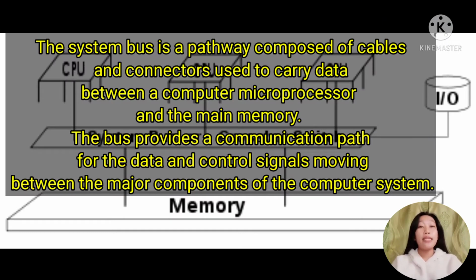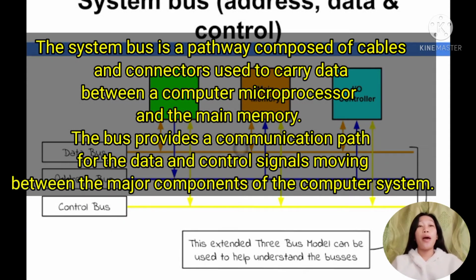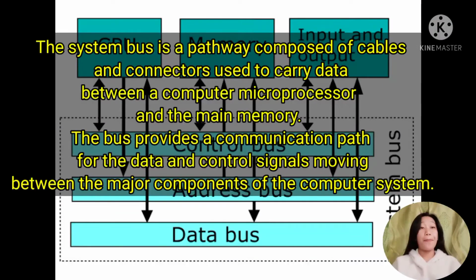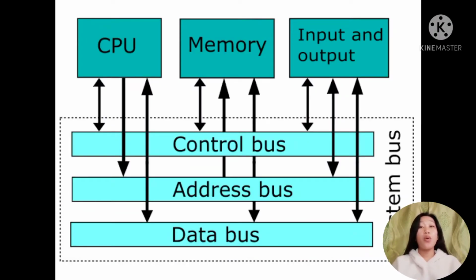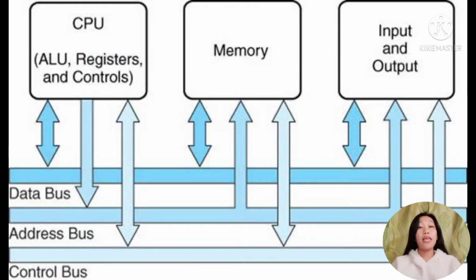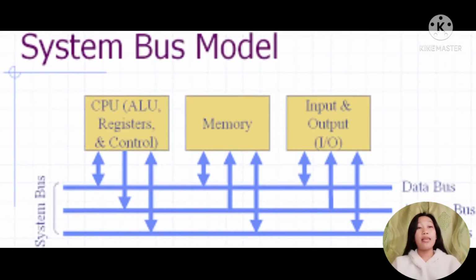System bus. The system bus is a pathway composed of cables and connectors used to carry data between a computer microprocessor and the main memory. The bus provides a communication path for the data and control signals moving between the major components of the computer system. The system bus works by combining the functions of the three main buses, namely the data, address, and control buses. Each of the three buses has its separate characteristic and responsibility.